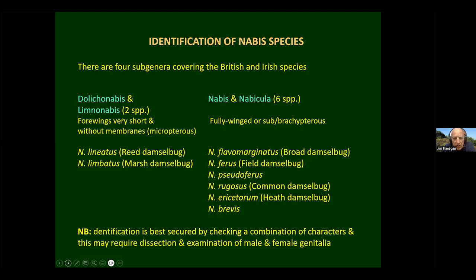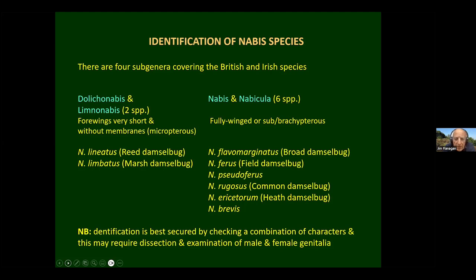So this is just summarizing the Nabis fauna really. On the left-hand side, we've got two species, each in its own subgenus. These species have the forewings very short, without any membranes. We refer to them as micropterous. And then on the right-hand side, the more typical ones, the more fully winged or subbrachypterous species, in the subgenus Nabis and Nabicula. I think Nabicula has only one species, and I think that's Nabis flavomarginatus, the broad damsel bug.